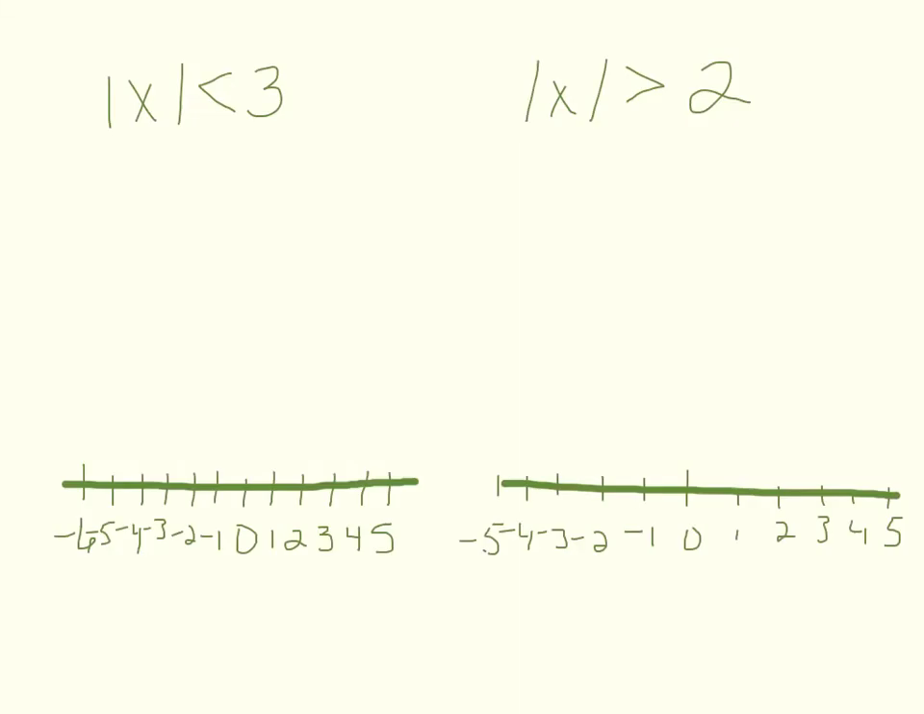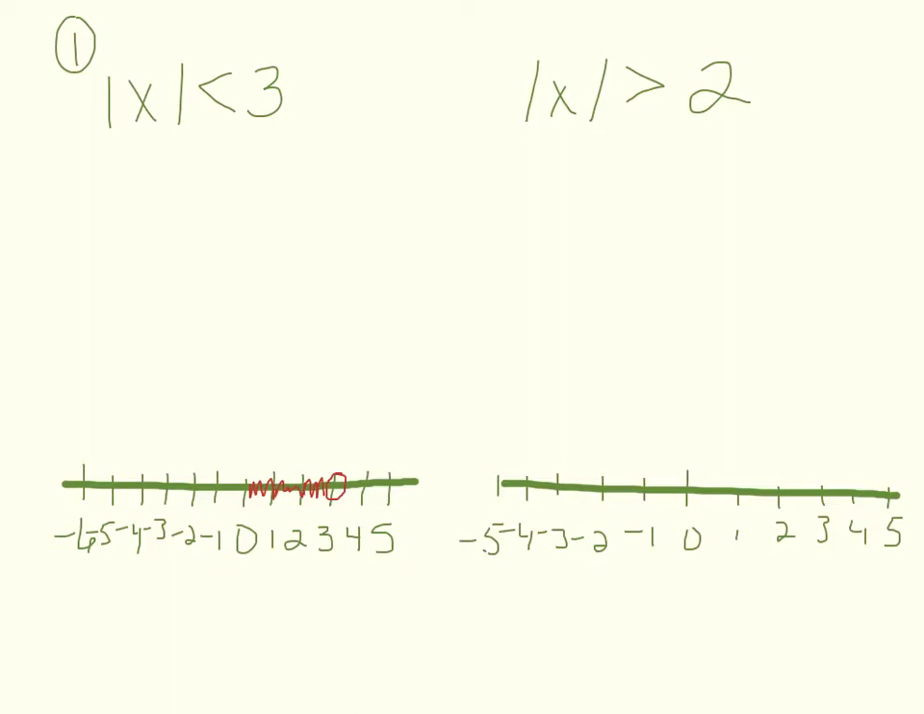The first one here says that the absolute value of x is less than 3. Okay, so that means that x has to be less than 3 units from 0. So it could be at 1, it could be at 2, because that's less than 3. Now, it can't be at 3 because it's almost to 3, but not quite. So we're going to have an open circle. So that means that x can be anywhere in here.